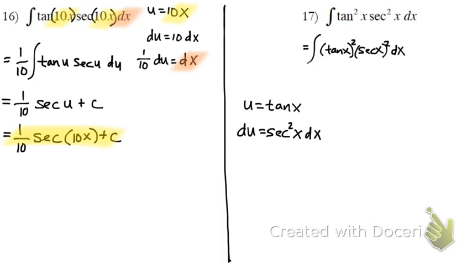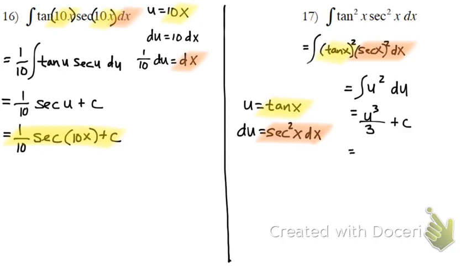And now if I highlight what I'm going to be replacing, tangent of x is going to be replaced with u. And secant squared of x dx is going to be replaced with du. So if I make that u substitution, I get the integral of u squared du. The integral of u squared is u to the 3rd power over 3 plus c. If I replace u with what it equals, that's tangent cubed over 3 plus c. Final answer.